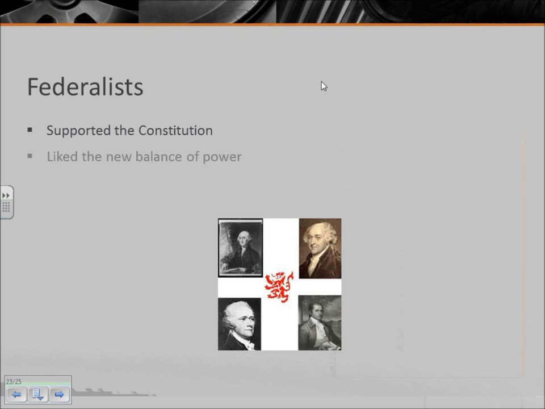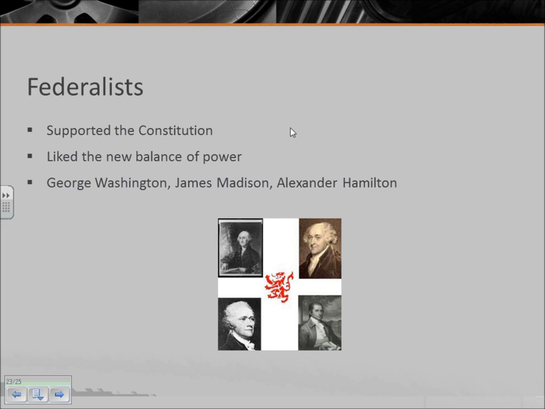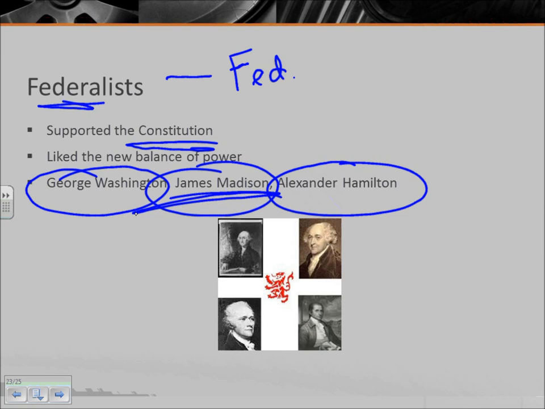Now, in creating the Constitution, you're going to have your first political parties show up: the Federalists and the anti-Federalists. Federalists, keep in mind, federal as in federal government or Fed. A real simple way to remember what they're advocating. They supported the Constitution and they liked the new balance of power. These included people like George Washington, James Madison, and Alexander Hamilton. Madison is kind of an iffy character. Remember, he calls the Constitutional Convention, he gets them together, and he advocates a lot of these ideas. But then at one point, he's going to decide, well, you're wanting way too much power, and I don't like this. And he's going to pull out after a while. But for right now, he's definitely a Federalist.